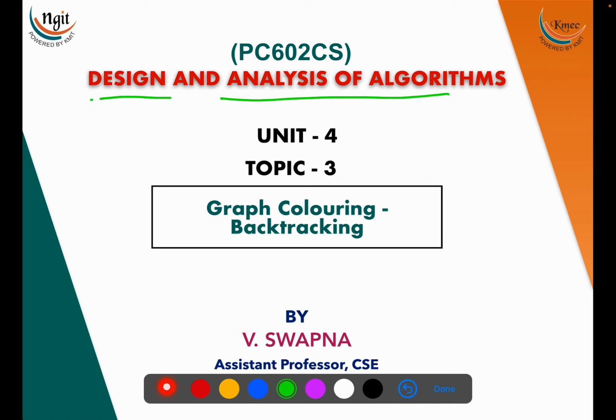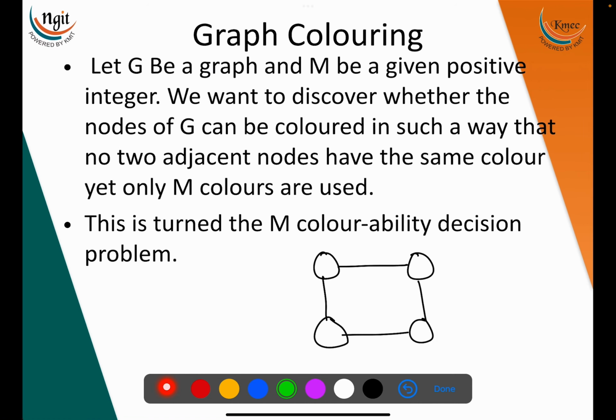We'll be going to discuss graph coloring using backtracking. This topic you'll find in 4th unit, topic number 3. Now let's get started. So what is graph coloring? This graph coloring problem can be solved using backtracking. First of all, let us know what the problem is.